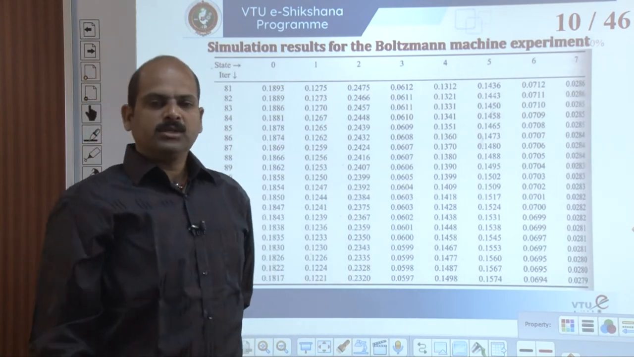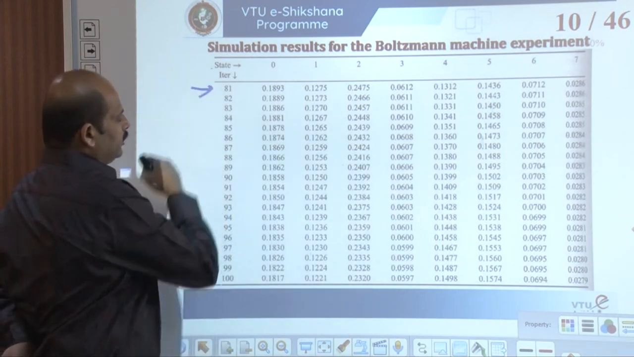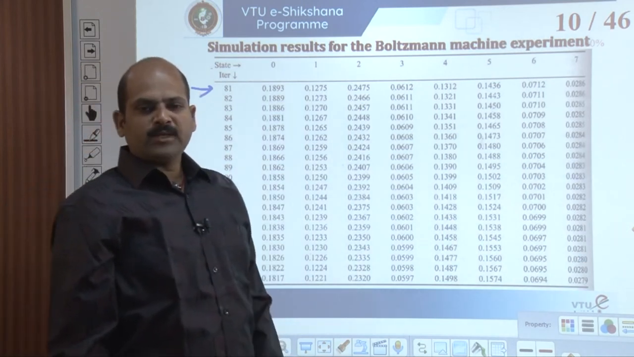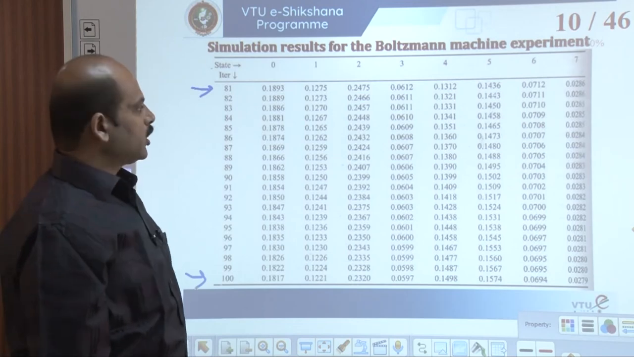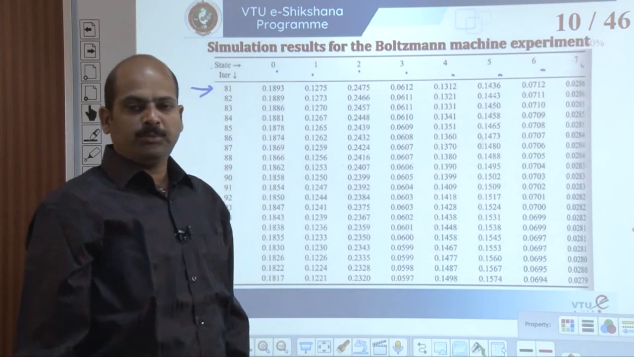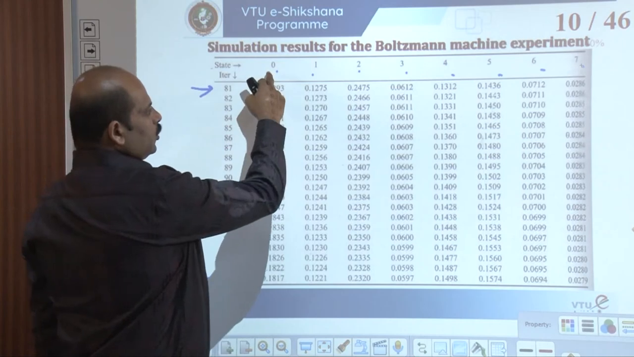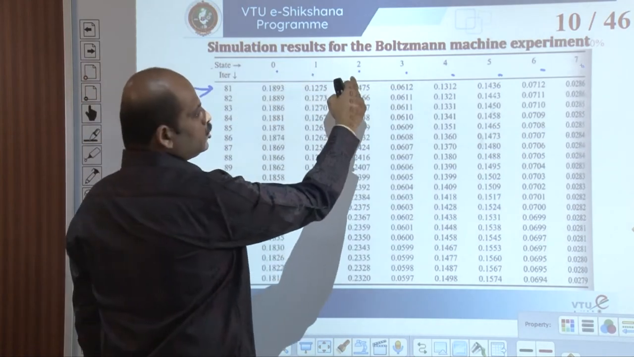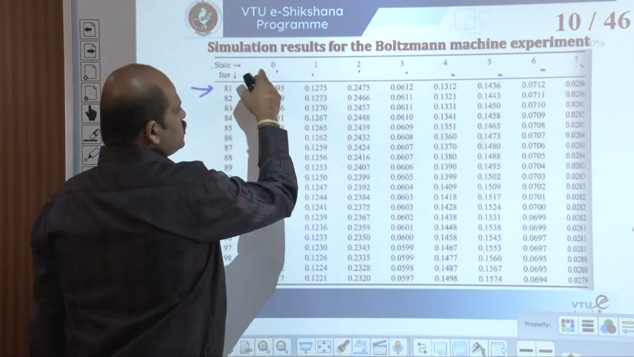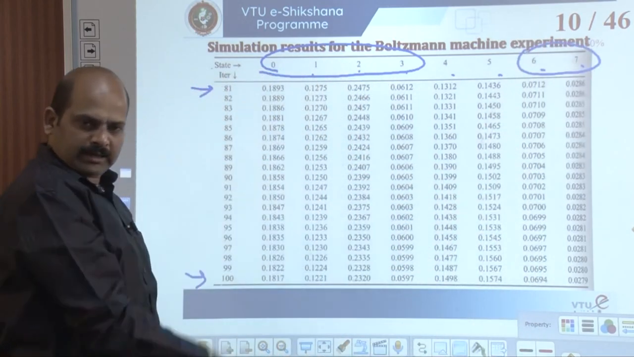This table shows the results of the iterations, starting from 81 to 100, almost 20 iterations. Notice that there are 8 states: 0, 1, 2, 3, 4, 5, 6, 7. The states 0 to 3, and 6 and 7, are decreasing in value.